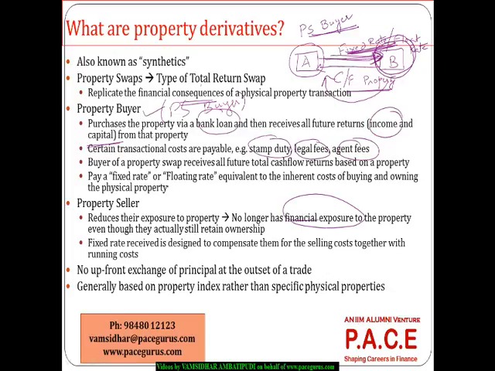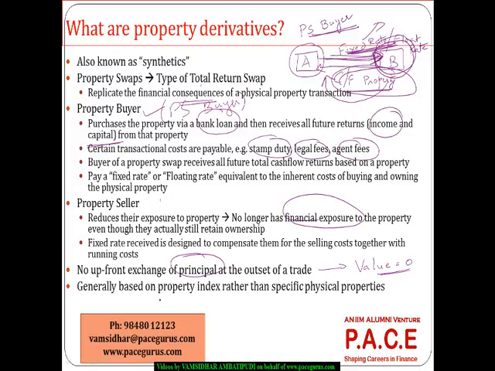And just like any other swap transaction, there is no upfront exchange of the principal, right? Initially the swap is constructed so that the value of the swap is zero for both parties. No party is at an advantage or a disadvantage. So the valuation becomes very, very important, because the fixed rate is decided purely on the basis of how the property prices are going to fluctuate in future.